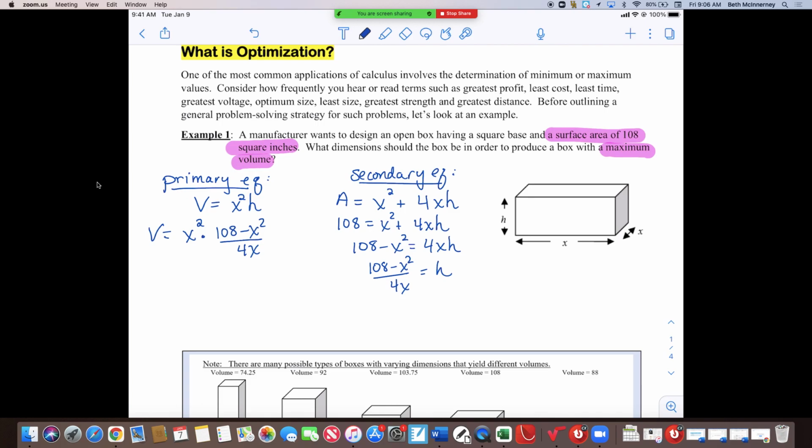And so I typically want to get this down to one variable unless I have more information. So one of those x's is going to cancel, and so I'll get 108. You know what, I'm going to leave that factored. I think that might help me.